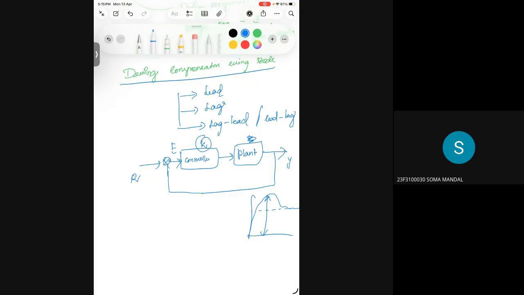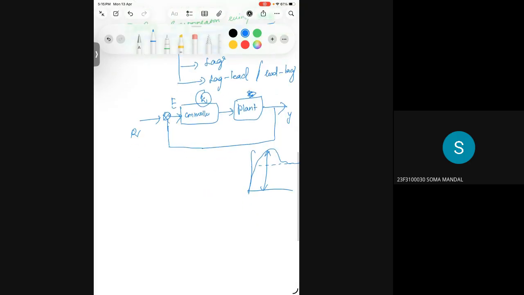So we have designed controllers so far like this. Here we are going to do the same thing, but by analyzing the system using the Bode plot. So Bode plot has two categories, right? One is magnitude plot, another one is phase plot.